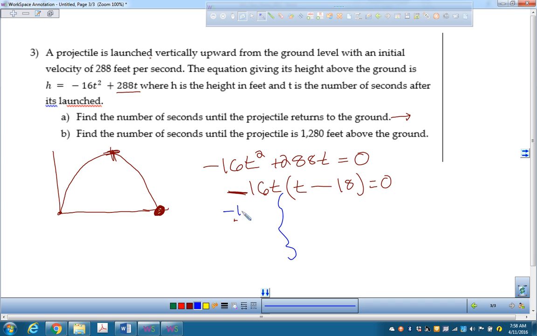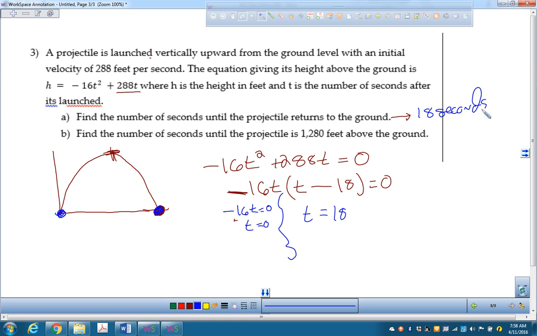This answer gives you negative 16t equals 0, t equals 0. This one gives you t equals what? T minus 18 equals 0. What's t? 18. Okay? So this corresponds to this point over here, and this corresponds to when it's launched. These are the two times when your rocket has a height of 0. One right when it's launched, and one when it hits the ground. So that's this answer, 18 seconds.